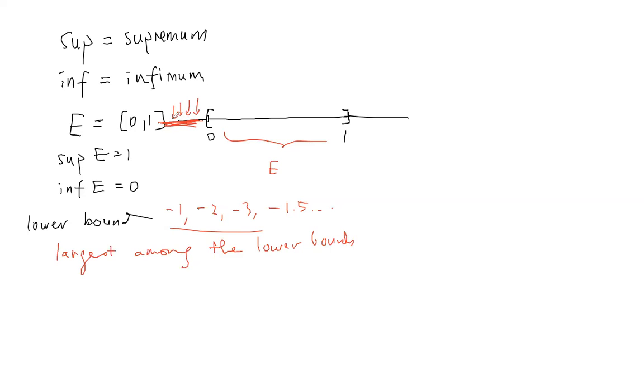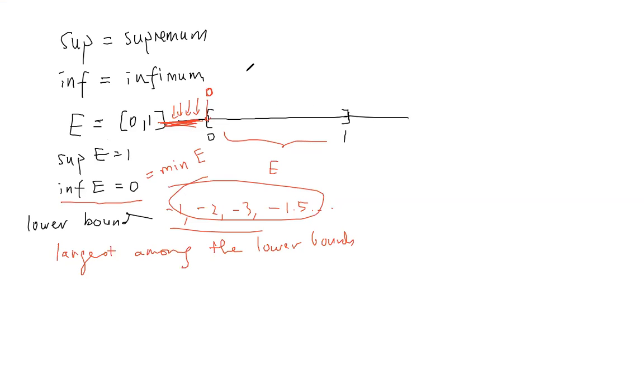Okay, and it turns out that the largest would actually be 0, right? Because 0 is a lower bound, since your elements here are at least as large as 0. So 0 is a lower bound for E, and among these lower bounds, 0 is the one that is rightmost. So that's why we have the infimum of E equal to 0. In this case, the infimum of E is also equal to the minimum of E.